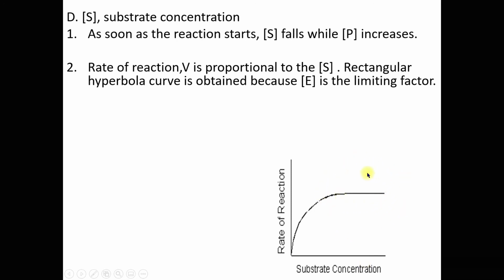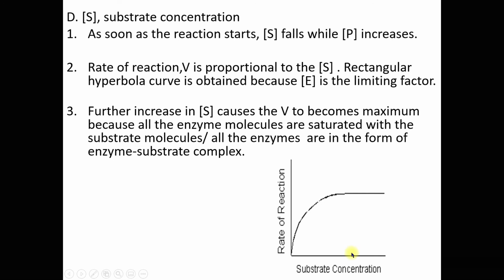So we have a constant part of the graph here, a constant rate of reaction in the hyperbola curve. This is because of the enzyme concentration being the limiting factor. Further increase in the substrate concentration will cause the velocity to become maximum because all the enzyme molecules are saturated with the substrate molecules, or all the enzymes are in the form of enzyme substrate complex. Like I mentioned earlier, the enzyme concentration becomes the limiting factor.